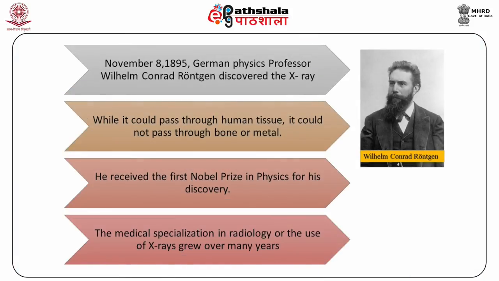On November 8, 1895, German physics professor Wilhelm Conrad Röntgen discovered the X-ray and noted that while it could pass through human tissue, it could not pass through bone or metal. He received the first Nobel Prize in physics for his discovery.